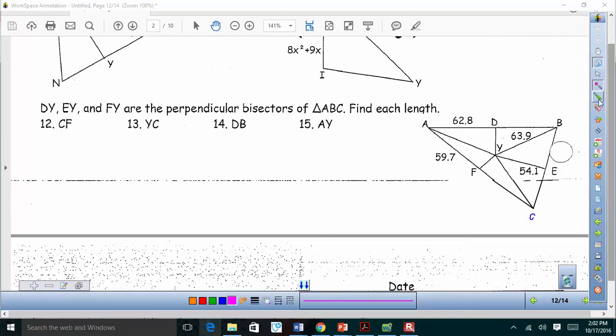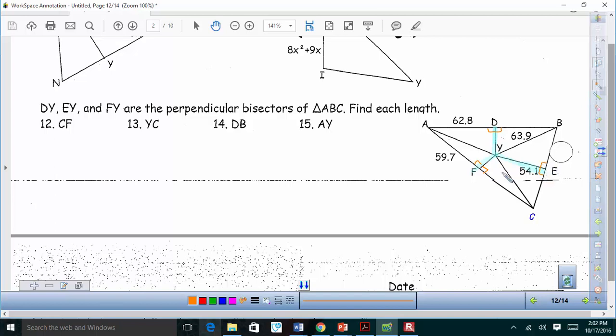Okay? Let's talk about 12, 13, 14, and 15, just to make sure that we got those. Okay, so it tells me that DY, EY, and FY are perpendicular bisectors. So I'm going to highlight those so I can see them. DY, EY, and FY are all perpendicular bisectors. So let's label what that means. What does perpendicular mean? 90. So every time this hits, it's going to form a 90-degree angle. So I'm going to go ahead and draw my 90-degree angle.